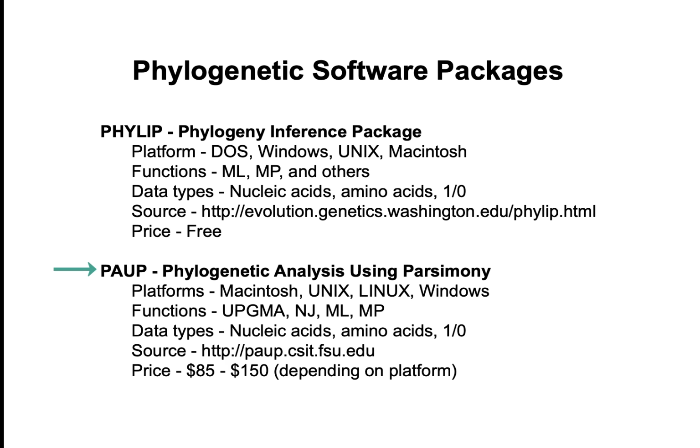PAUP, phylogenetic analysis using parsimony, was mainly for parsimony at the beginning. The price varies depending on which platform you're using, but it's mainly, again, for maximum parsimony, but has maximum likelihood, neighbor joining, and UPGMA on it now. Very powerful for nucleic acids and amino acid types of data sets.